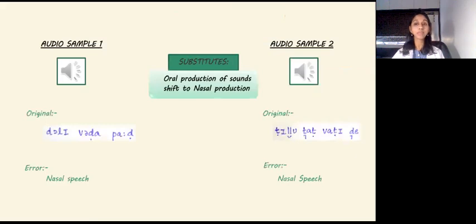Let's listen to the samples on this slide that represent the error. Playing for you the first sample. Sample 1. Here, while the individual phonemes are correctly articulated, you will observe that the speech as a whole is nasal in nature. I shall play it for you once again.